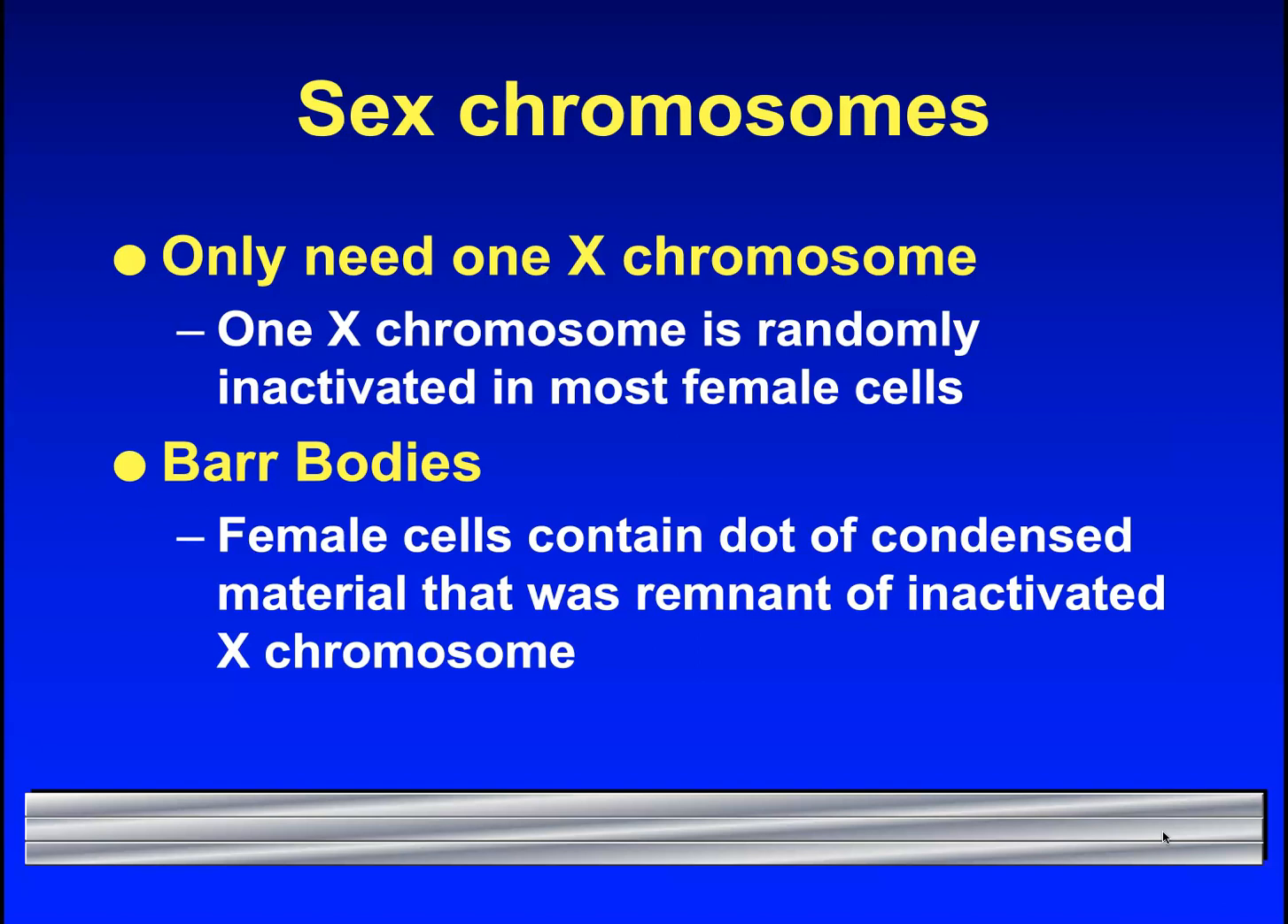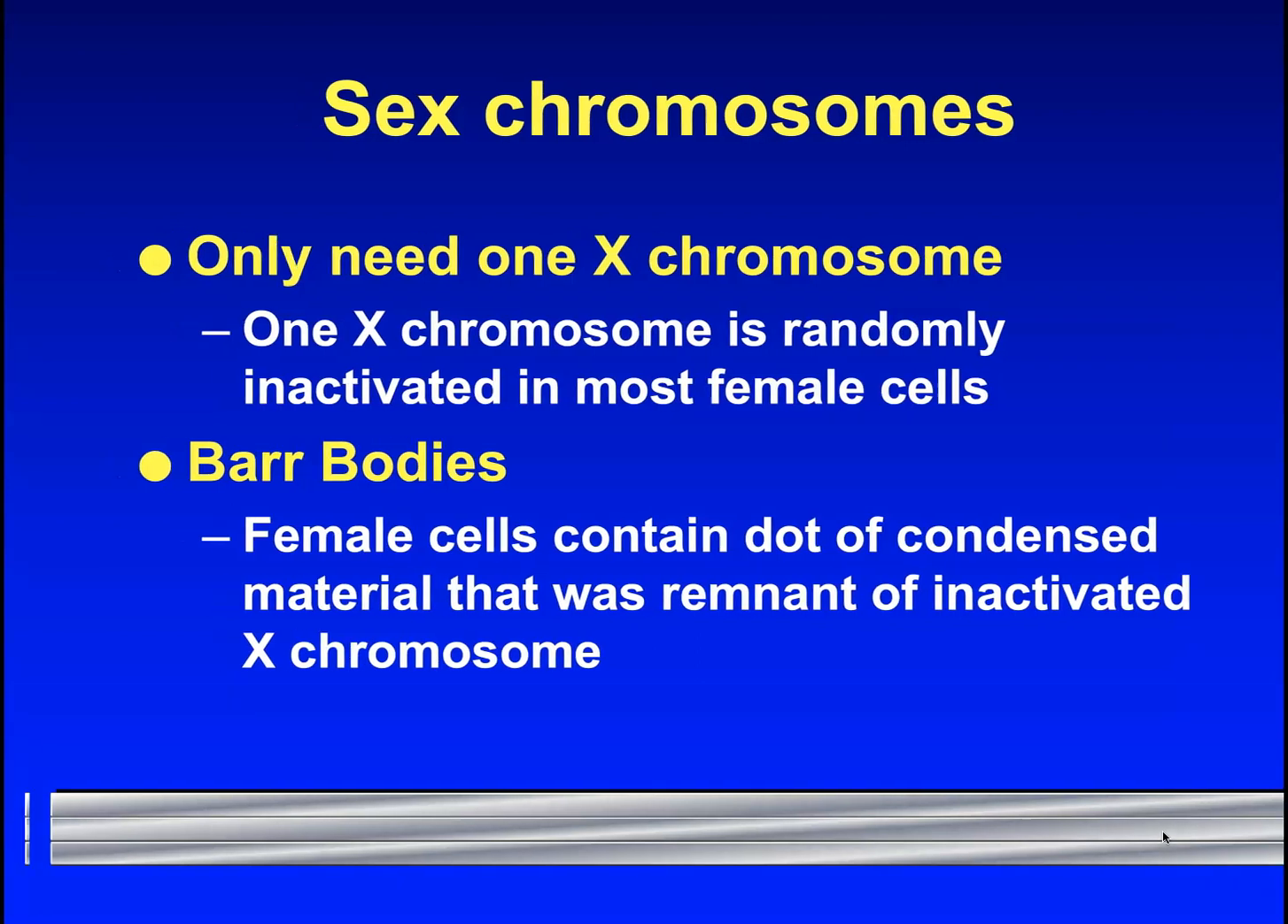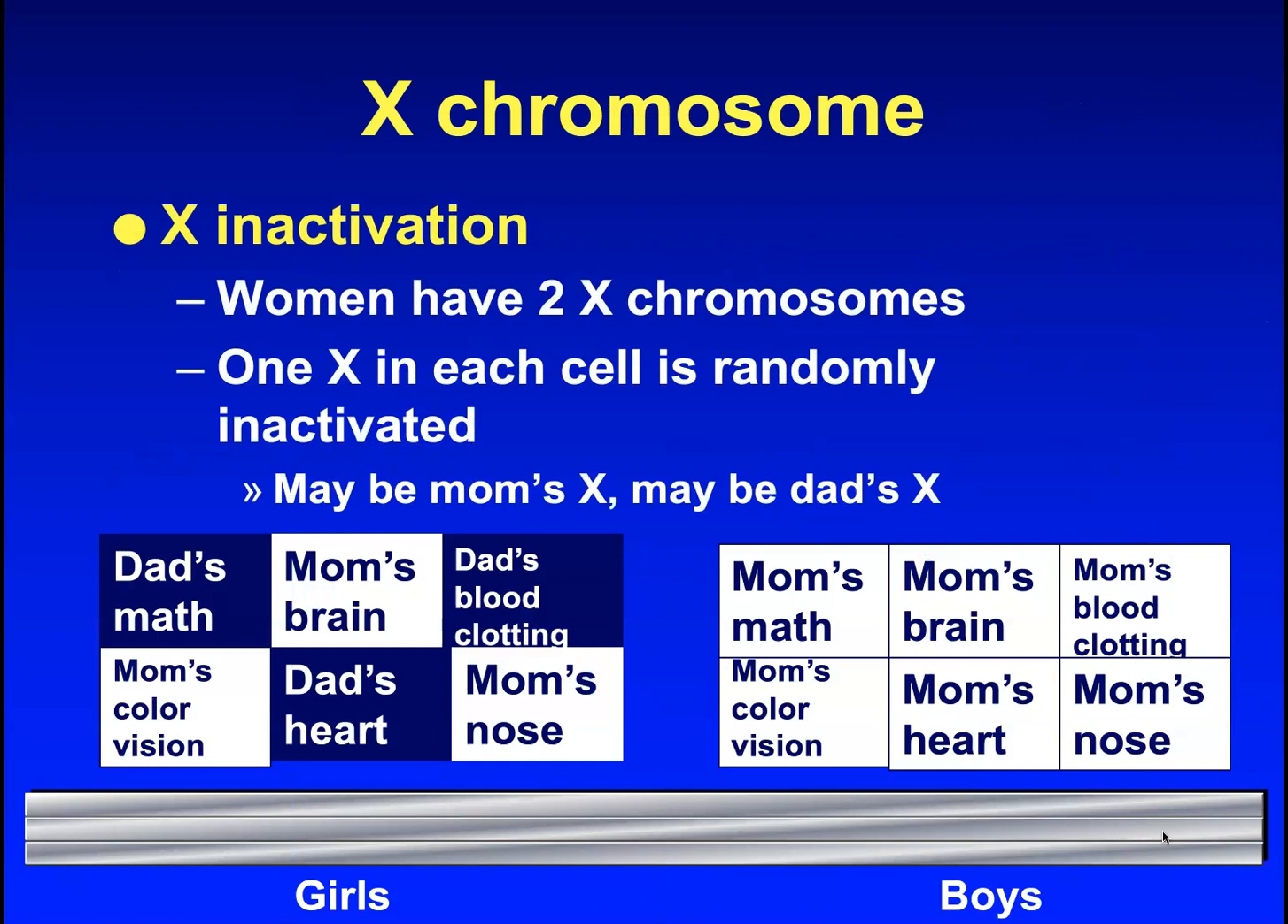So one X chromosome is randomly inactivated in most female cells. And that little clump of inactivated X chromosome, it's this little dot of condensed chromosomal material. It's called the Barr body. And you can look at those cells in an amniocentesis to identify if it's male or female. They usually look for that clump of condensed chromosomal material that was once an inactivated X chromosome. Because females are going to shut off half their X chromosomes because you only need one. And what this means, this X inactivation, so here we are. Women have one X from mom, one X from dad.